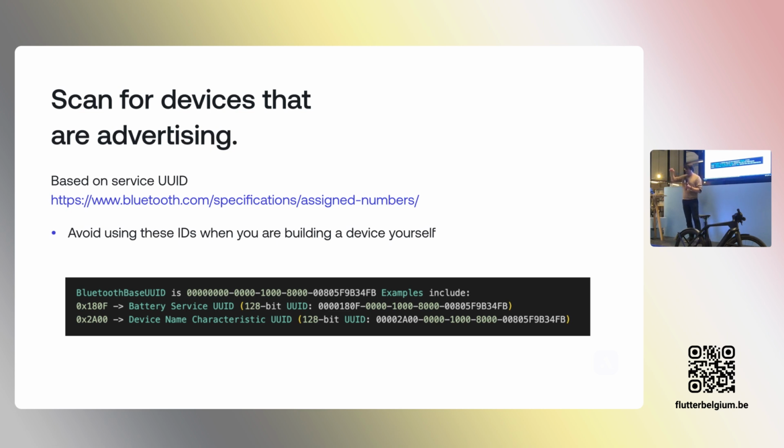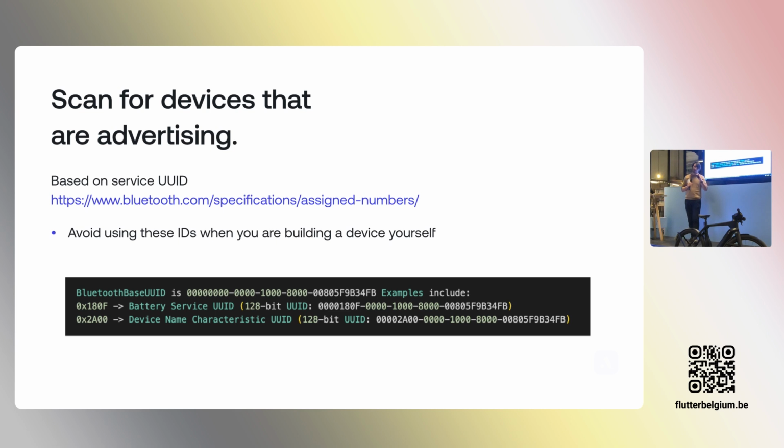two examples of a battery service UUID, and within a service you can have characteristics. It's like subscribing to a certain device, and then within that device you have the temperature, the humidity, stuff like that. But it all depends on which type of device you want to connect to.